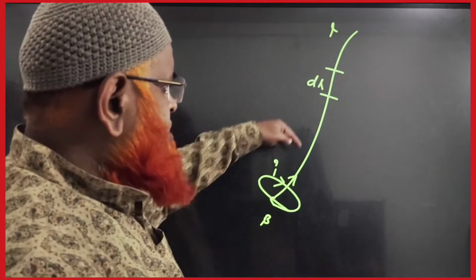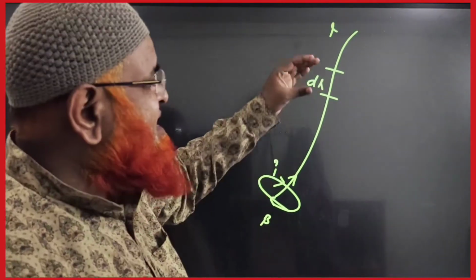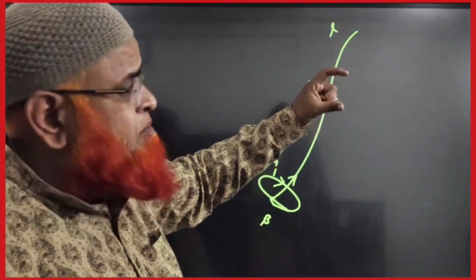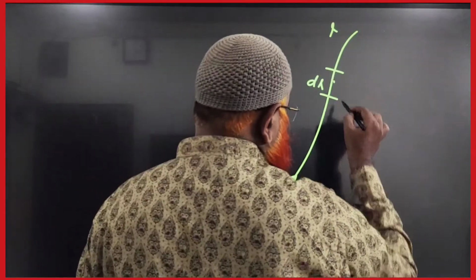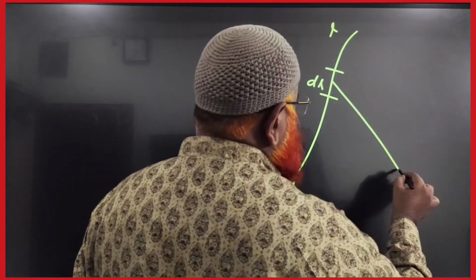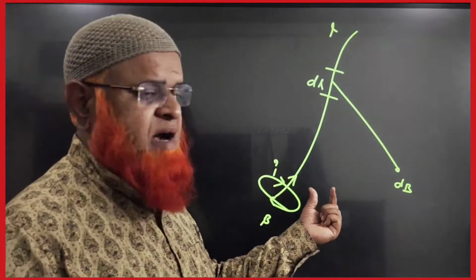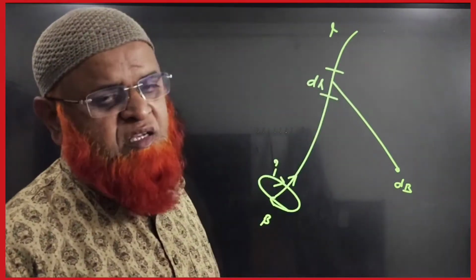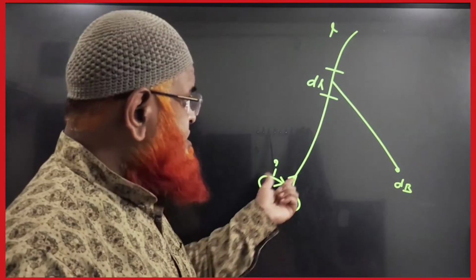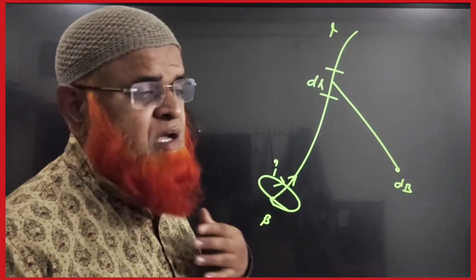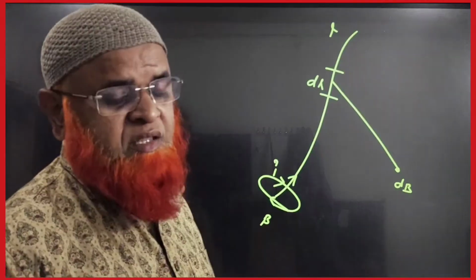From top to bottom, the total length of the wire is L. In that, I am considering the smallest part of the wire, which is taken as dl, the differentiated part of the length, meaning a small part. Because of this part, what is the magnetic induction at this particular point? We can consider dB. A small amount of magnetic induction is dB, and a small amount of length is dl. The total length is L, the total magnetic induction is B. How much will this dB be?